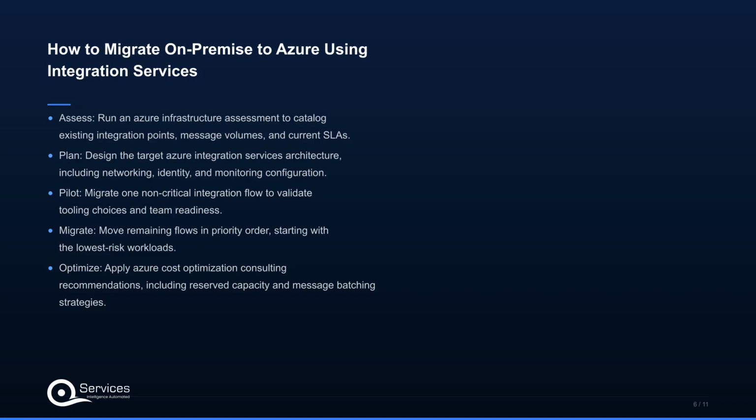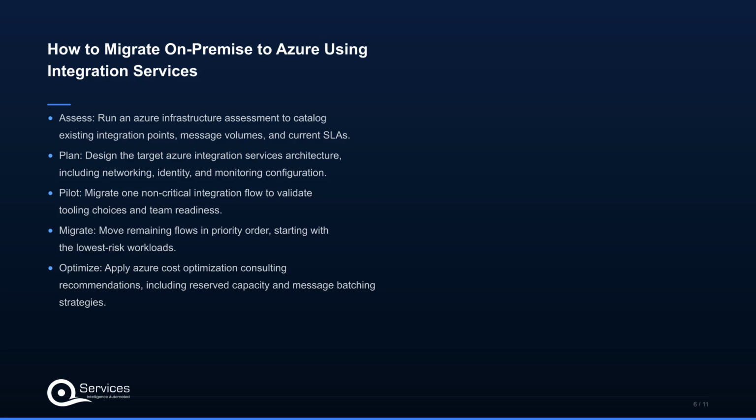Migrating legacy integration middleware, typically IBM MQ, BizTalk Server, or on-premise MuleSoft, to Azure is one of the highest ROI cloud projects an IT team can pursue. A structured approach to migrate on-premise to Azure reduces risk significantly compared to an ad hoc migration. The 5 phases of Azure migration are: a lift and shift to Azure moves existing BizTalk orchestrations to Logic Apps with minimal redesign. This is faster and lower risk, but you carry over technical debt from the original design.